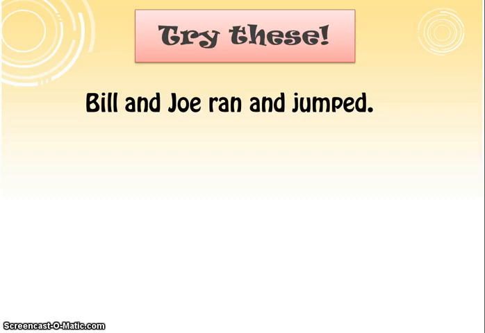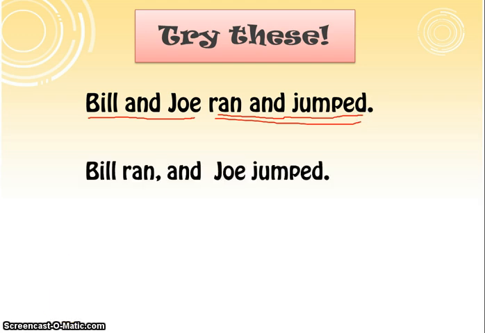Bill and Joe ran and jumped. What are my subjects? Bill and Joe. My complete subject is Bill and Joe. My complete predicate, ran and jumped. This is all review. We've done these before. So let's go to the next one.